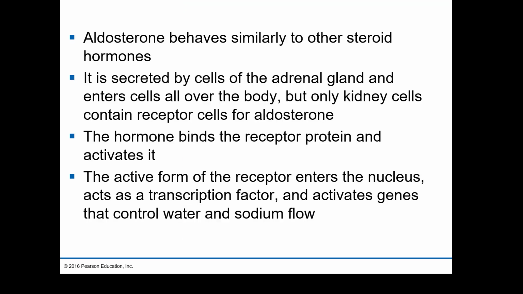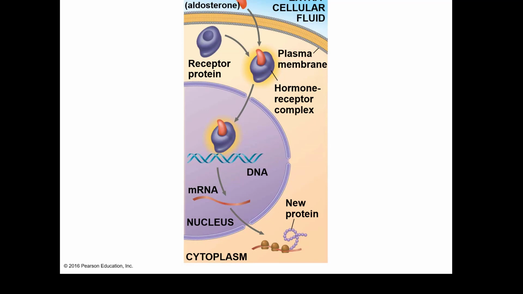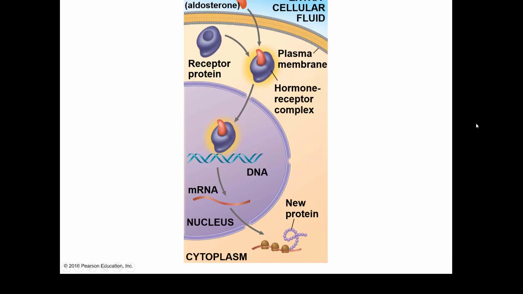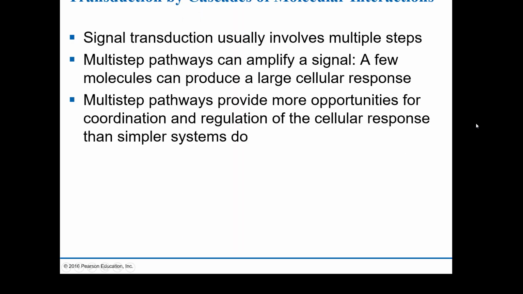So if you're looking at hormones here, this aldosterone is a type of hormone that's secreted by cells in our adrenal glands, and it enters cells all over the body, but only the kidney cells have the receptor cells for it. So the hormone binds to the receptor protein on the kidney cells only and activates it, even though it's touching all the other cells and organs in our body. The active form of the receptor enters the nucleus, acts as a transcription factor, and activates the genes that control water and sodium flow. There's the image of that, and you can see that in your book also.